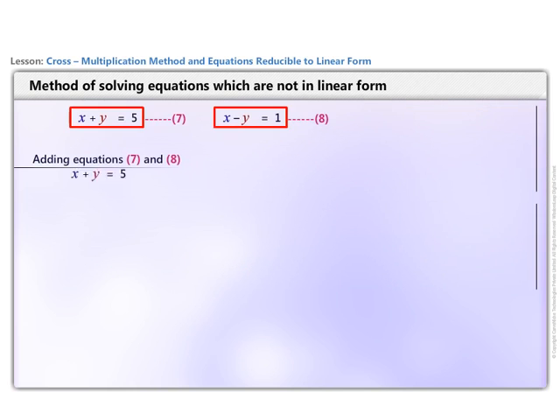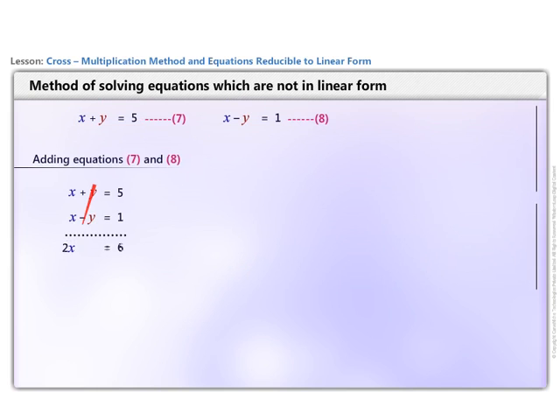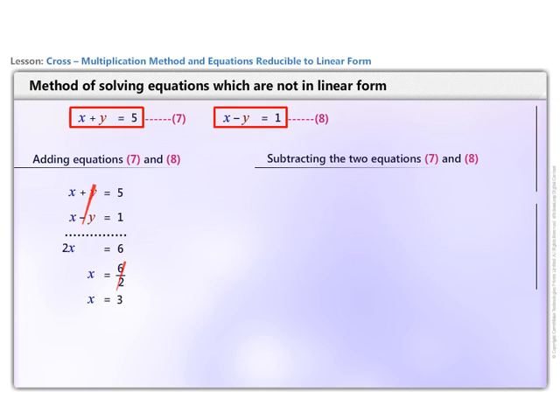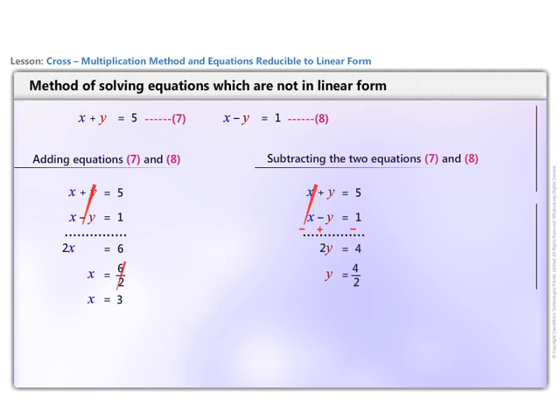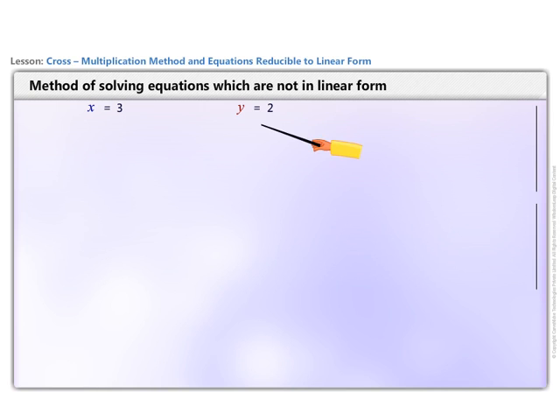Adding equation 7 and 8, we get the solution for x as equal to 3. And subtracting 2 equations, we get y is equal to 2. Hence, x is equal to 3 and y is equal to 2 is the required solution to the given pair of linear equations. Now, let us verify whether our solutions are right.